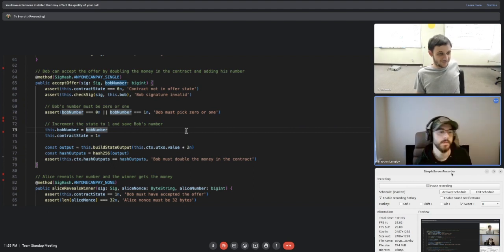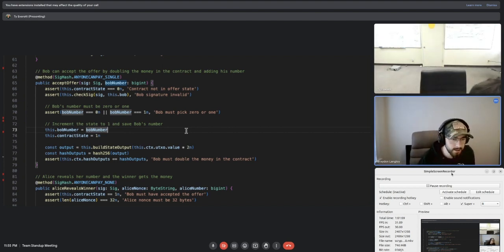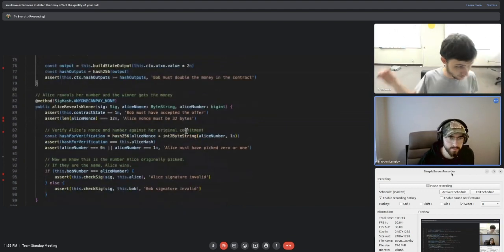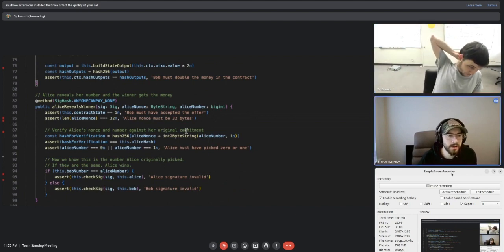So line 82. Next public method, anyone can pay and none. So we're not signing over any of the inputs or outputs, except for the one that we're redeeming. So this is a public method called Alice Reveals Winner. And it says Alice reveals her number and the winner gets the money.